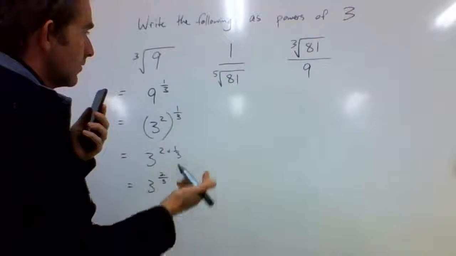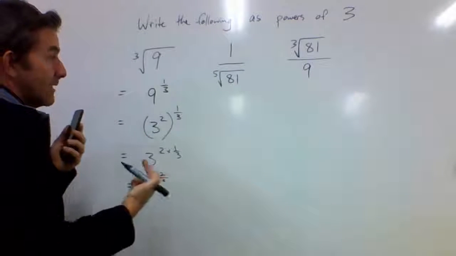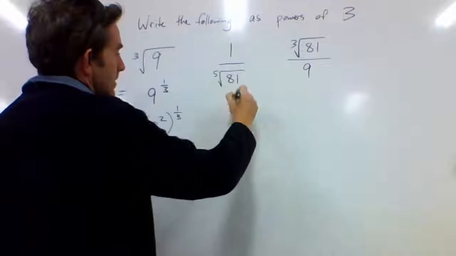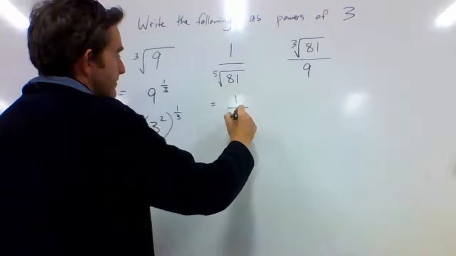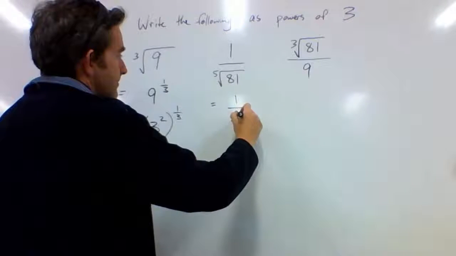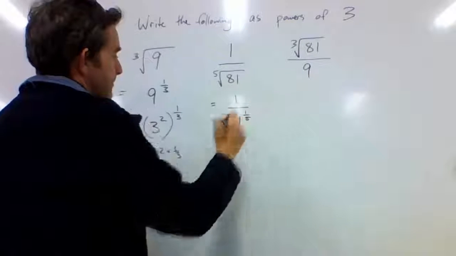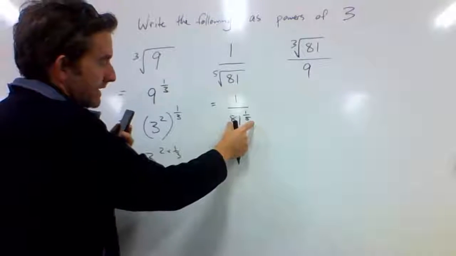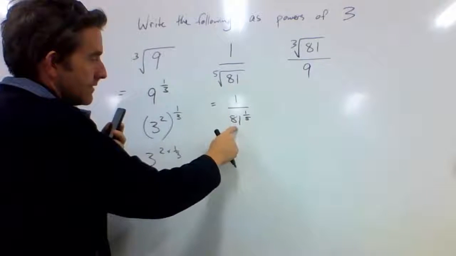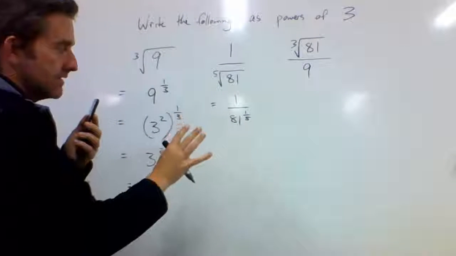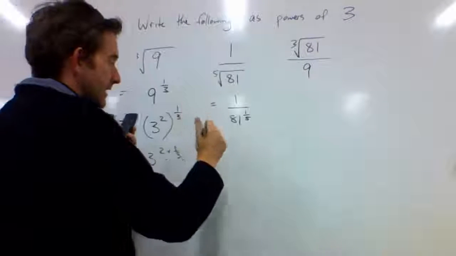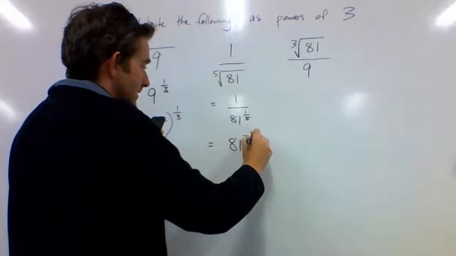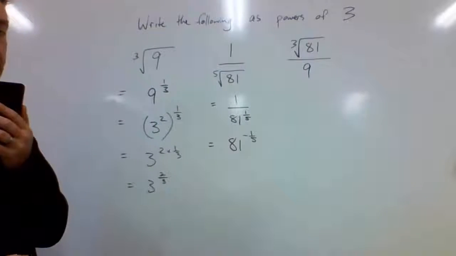The next question, 1 over the 5th root of 81. So first thing I'm going to do here is rewrite this as a fractional index. That's equal to 1 over 81 to the power of a 5th. And I know that if I have got an index number on the bottom here and a 1 on the top, I can just write it as a negative power instead. 81 to the power of negative 1/5. Don't forget to review that rule if you have no idea what I'm talking about.